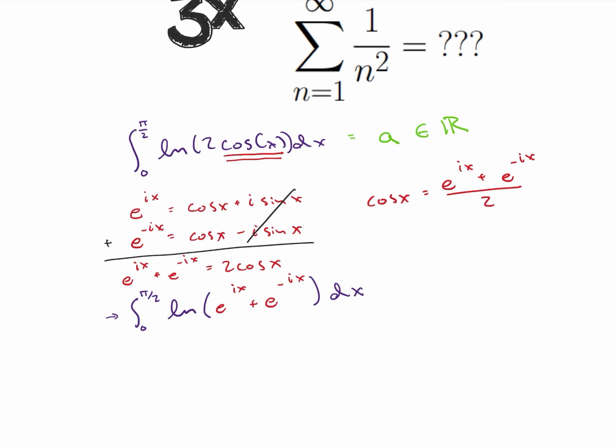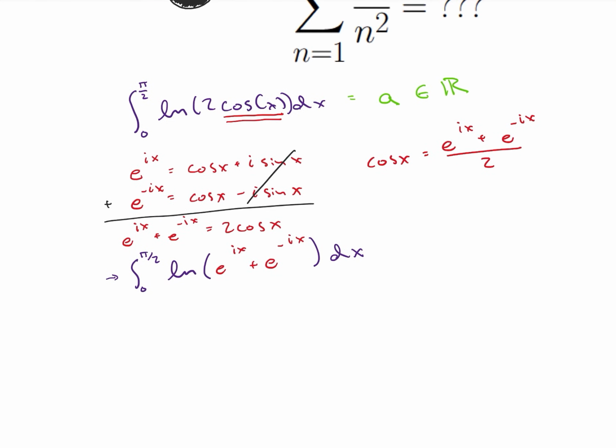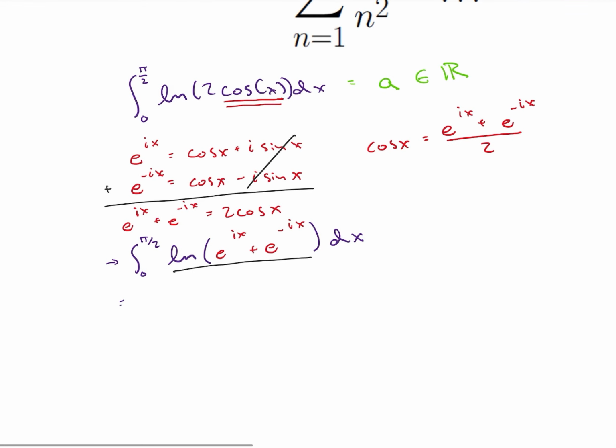A hint of the direction we're going is that we're going to use a Taylor series representation of the natural log. So I'm going to factor out an e to the ix in this expression. I'm going from 0 to pi over 2 of the natural log. I'm going to pull out an e to the ix here, and I'm left with 1 plus e to the negative 2ix, because I just divided out that e to the ix.